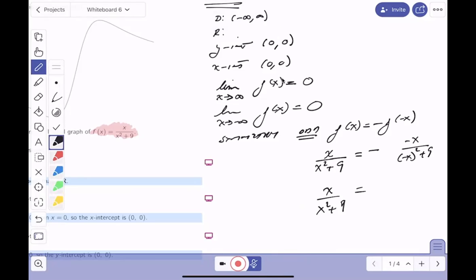Well, that's not so difficult. What do you get over here? Well, minus of minus X, just X. And on the bottom, you get X squared plus 9. So it's definitely odd symmetric. What does that mean?